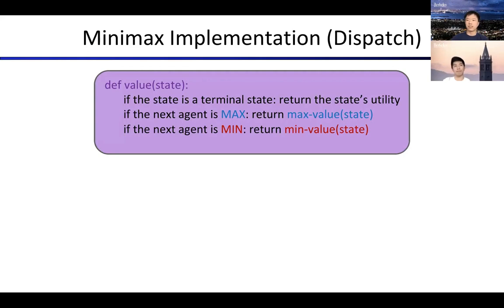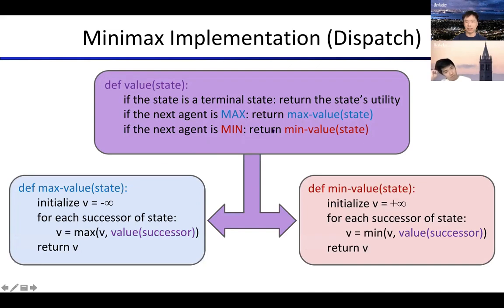So I guess this is just a slightly more general implementation of the min value and max value functions. It's basically just to define a value function, and if that's the terminal state, you return the terminal state's utility. And if the agent is a maximizing agent, you return the max value. If the next agent is a min agent, you call the min value function.